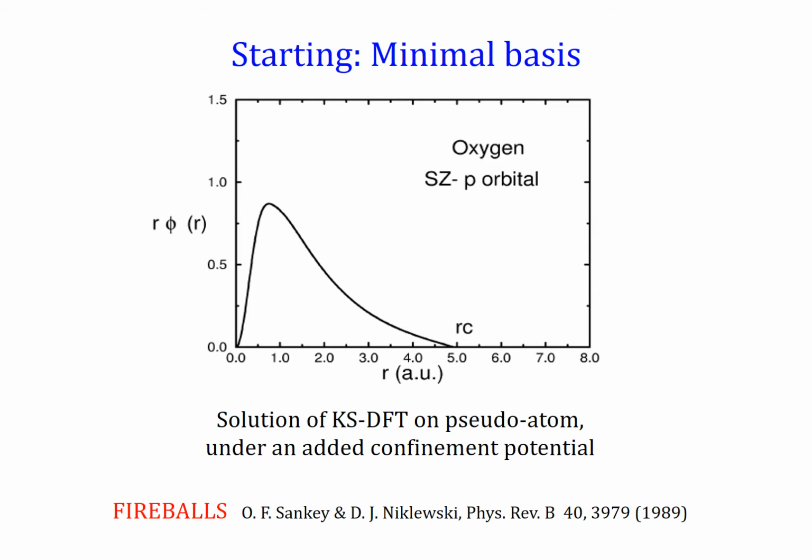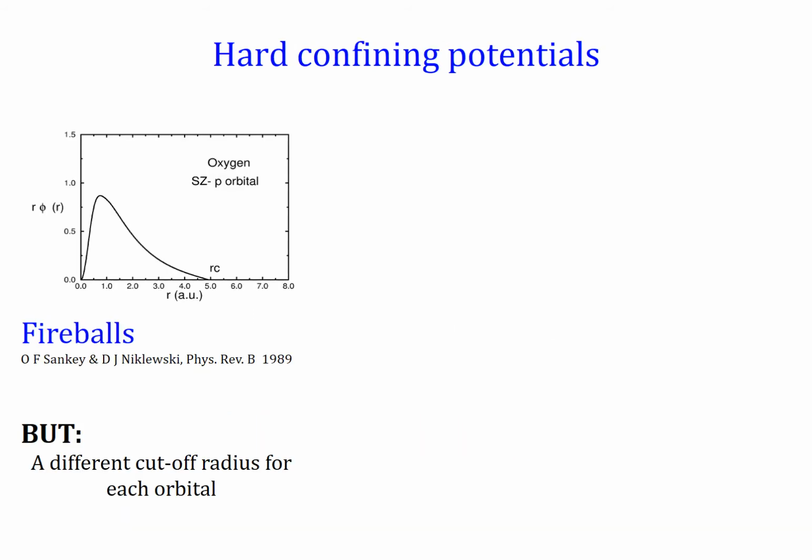So you put a hard wall, in this case at 5 Bohr distance from the center. That is an original idea by Sankey and collaborators, and they call these kinds of orbitals fireballs because they are excited. The fact that they are compressed raises their energy. And so we can start with that kind of thing. But with these fireballs, we have one cutoff radius per orbital. How do we define them?